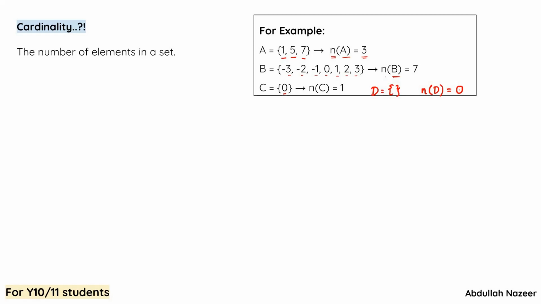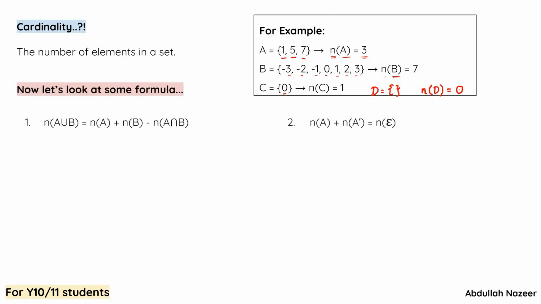Okay, so moving on. Now that we understand the idea of cardinality, what are the two formulas that we need to know? These are the two formulas that we need to remember, and we will be using them in our future lessons. Now let us analyze what these formulas tell us. Let's start with the first formula. The first formula simply says that the number of elements belonging to a union set is equal to the sum of the number of elements in the individual sets take away the number of elements in the intersection set.